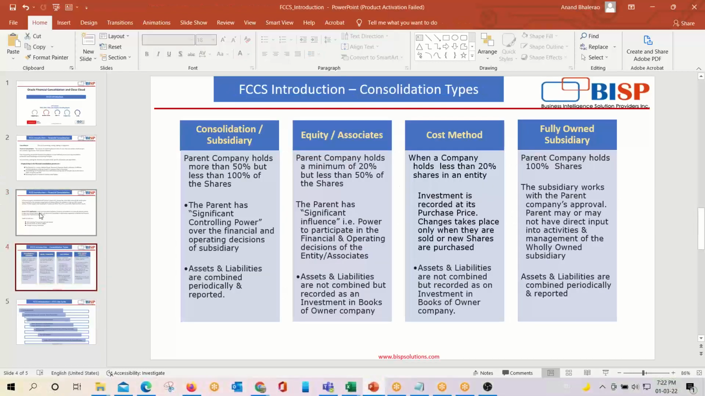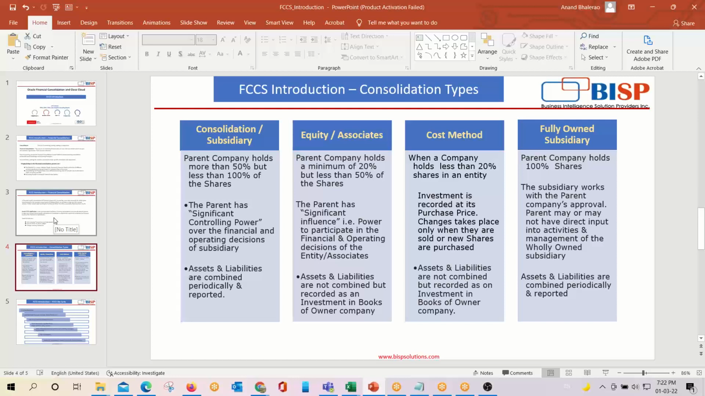So here we are saying the consolidation of different entities for a group. So what are the different types of consolidation? In consolidation, we combine the financial results of different entities which are part of a group into one single common entity.